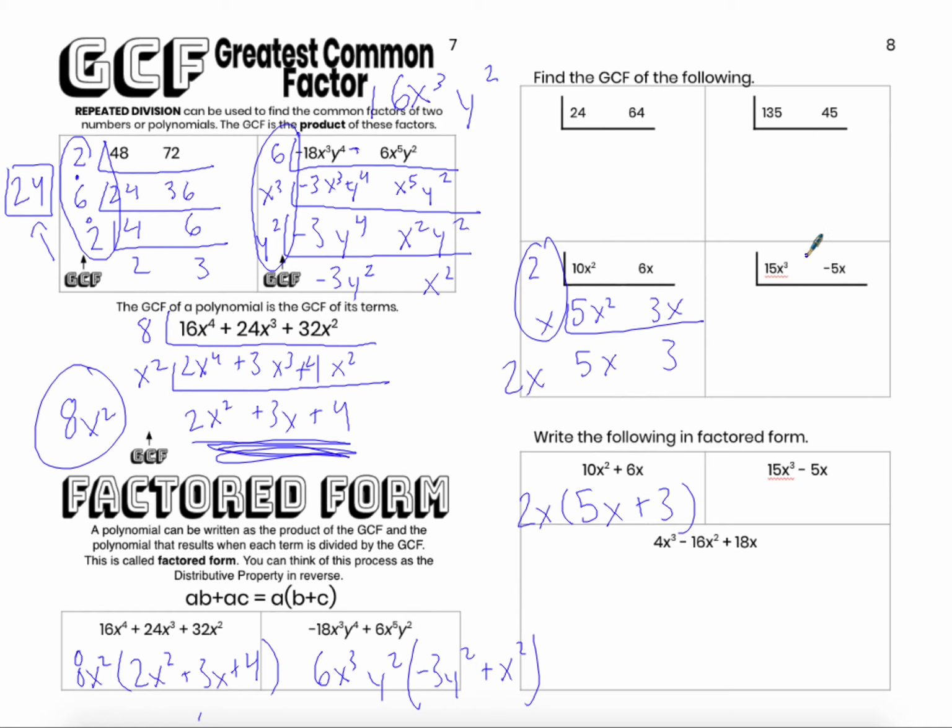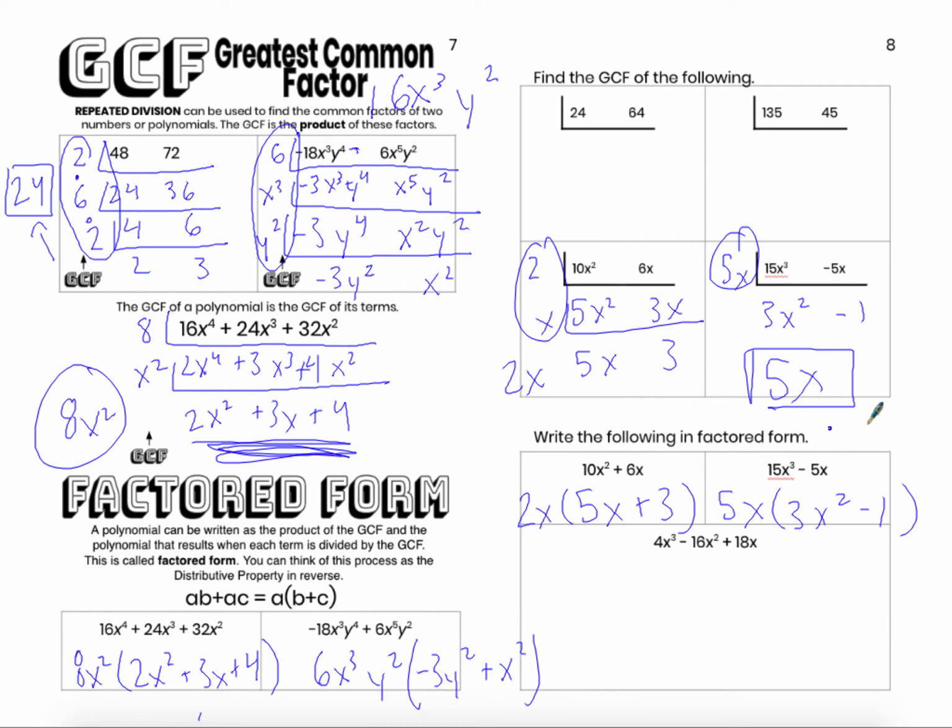Same thing here. If I'm just asked for the GCF, I'm going to go ahead and straight away divide by 5x. That gives me 3x squared minus 1. So this is the GCF. 5x is the GCF. Factored form is the GCF times whatever I need to multiply the GCF by to get back to the original polynomial.